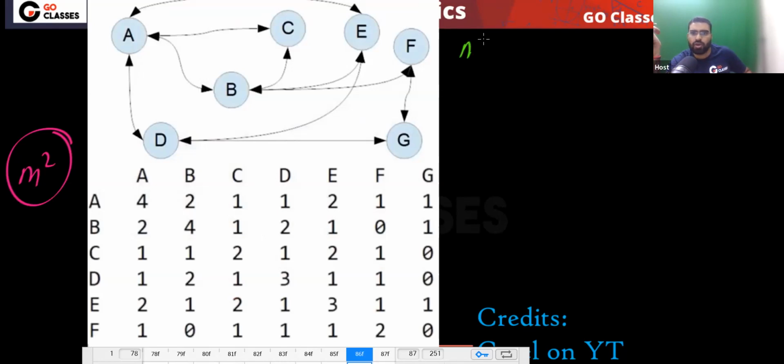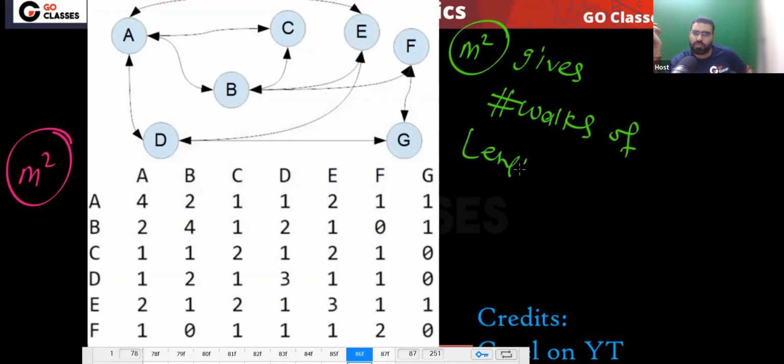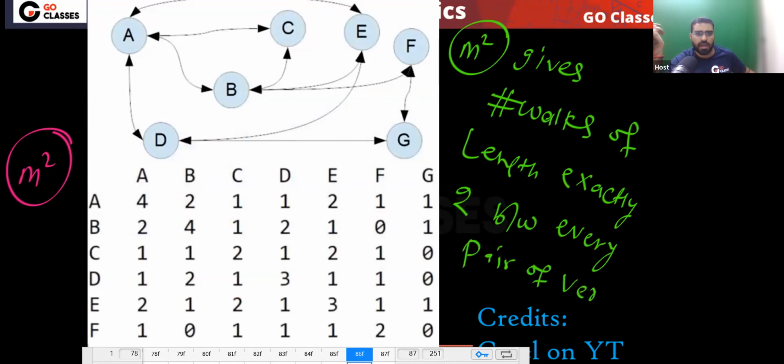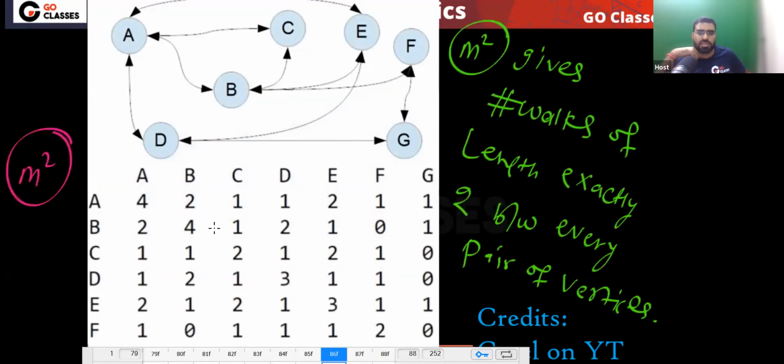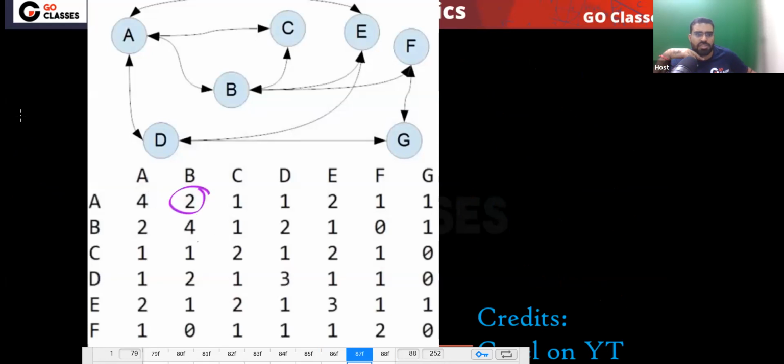Yes or no? So you can notice this M square basically gives the number of walks. How many walks are there of length exactly 2 between every pair of vertices? And you can check this is actually true. For example, can you justify this value 2?